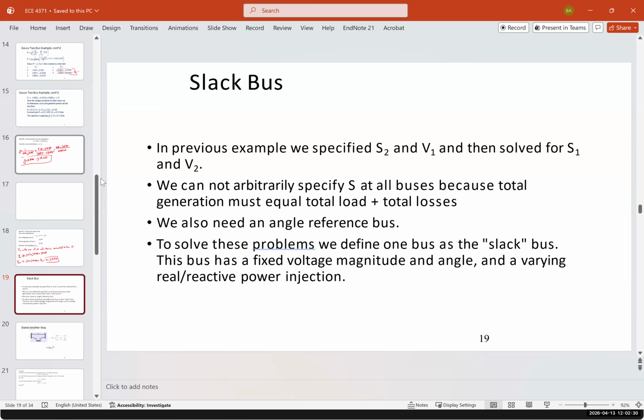To solve these problems, we define one bus as the slack bus. This bus has a fixed voltage magnitude and angle and varying real or reactive power injection. So one bus is going to be our benchmark, our base bus, that we call the slack bus. This bus has a fixed voltage magnitude and angle and varying real and reactive power injection.